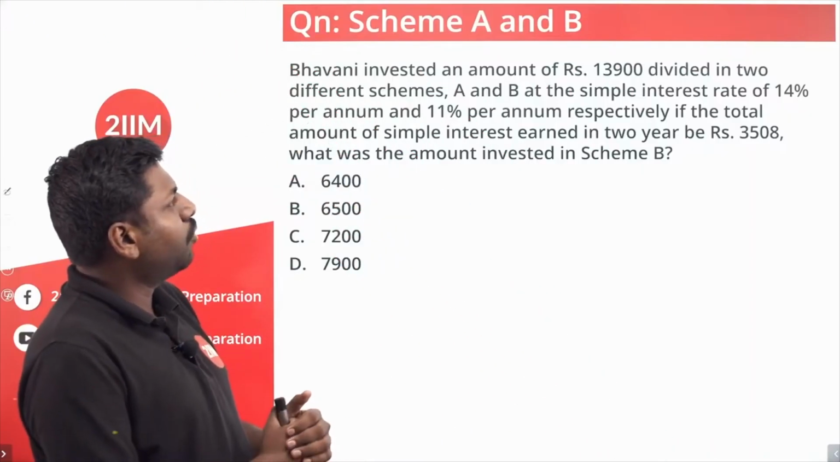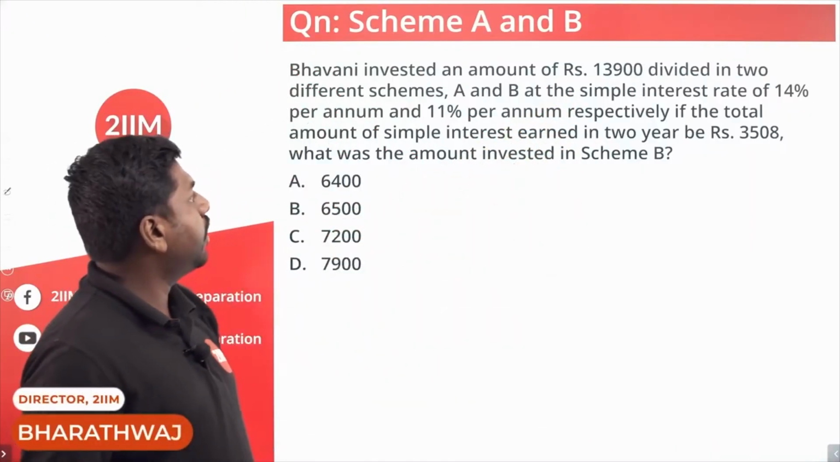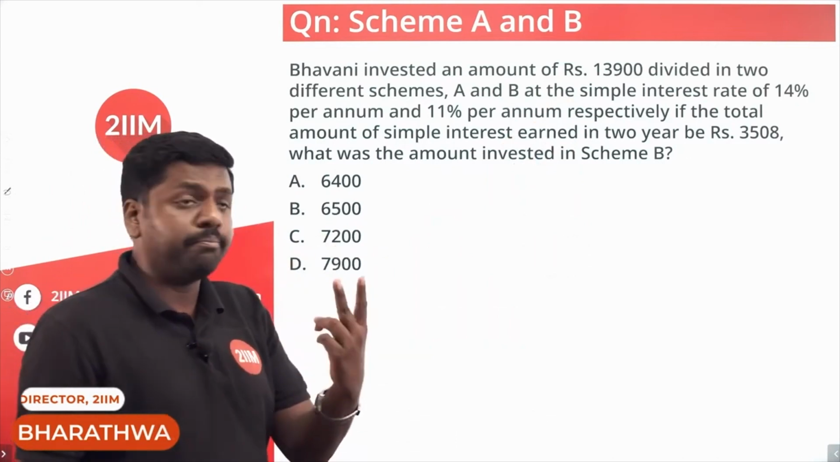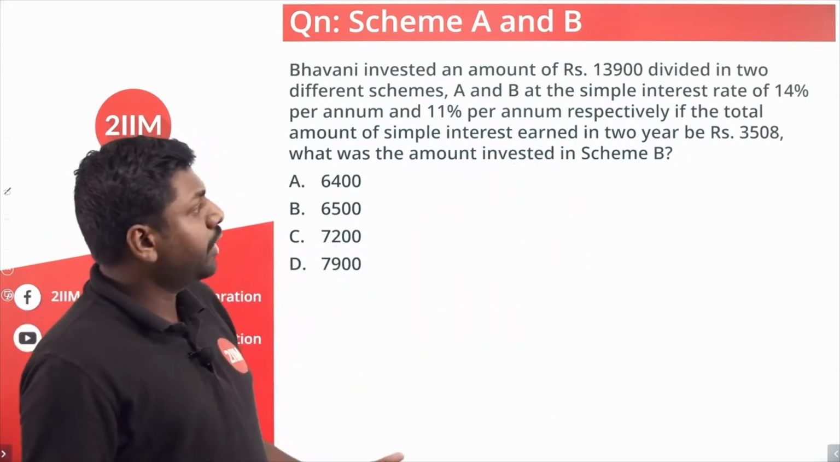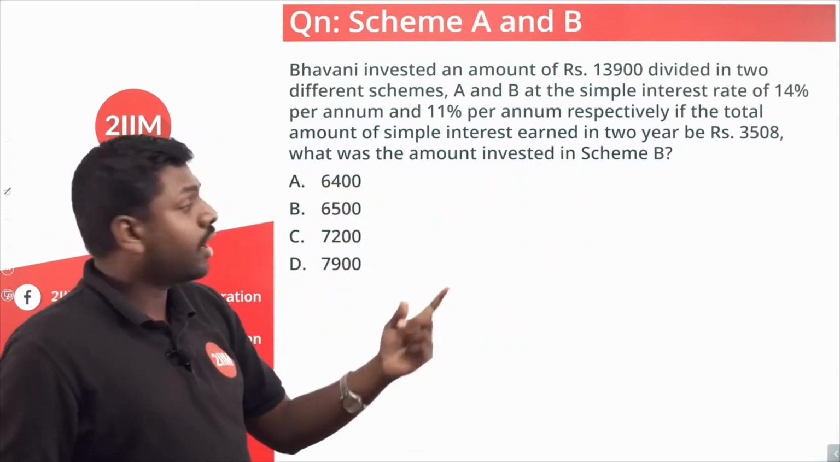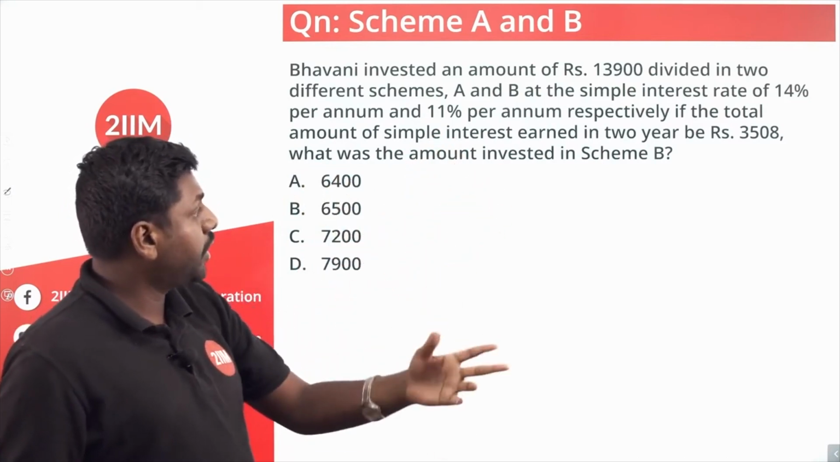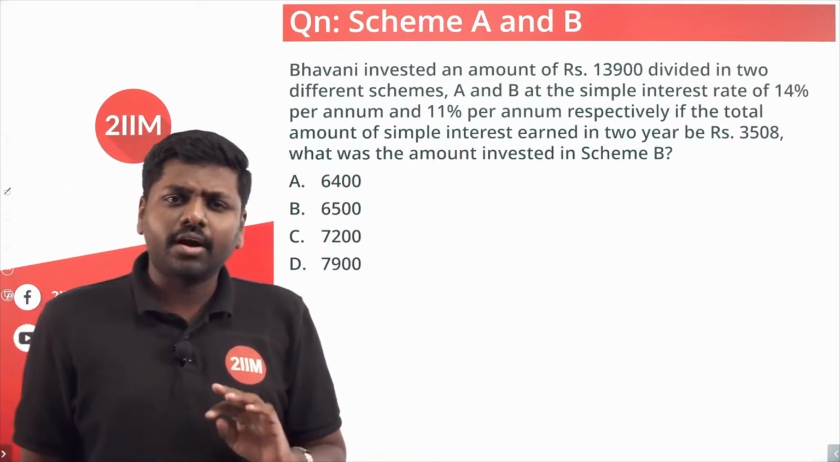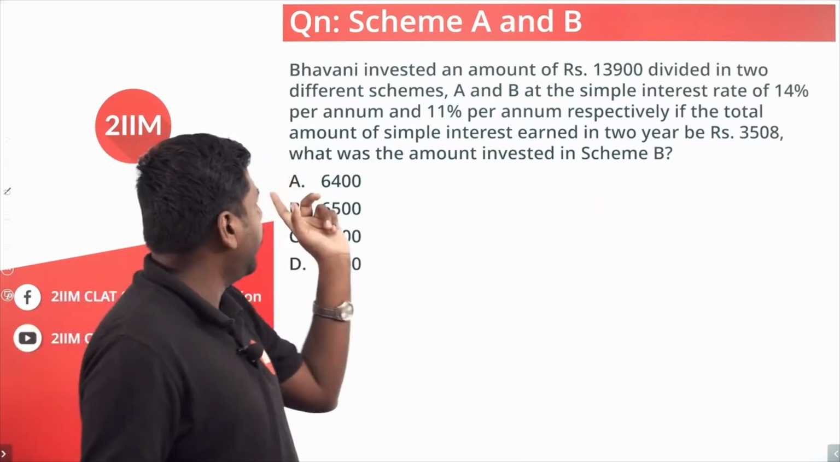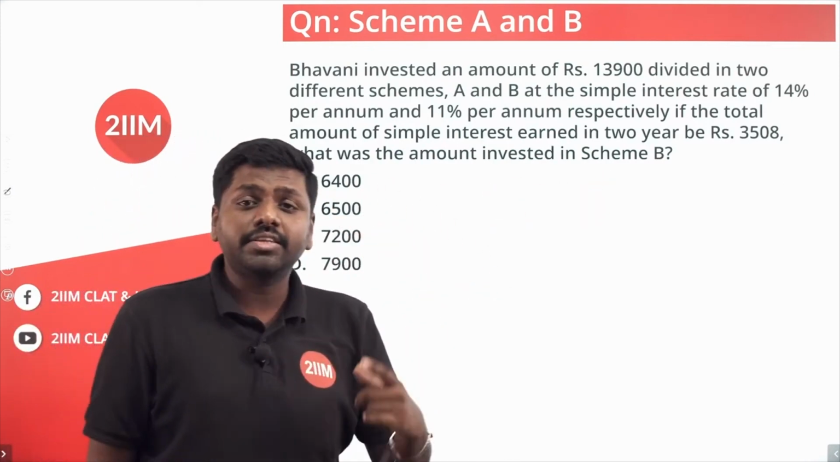Bhavani invested an amount of rupees 3900 divided into two different schemes, A and B, at the simple interest rate of 14% for A and 11% for B. Right? Total simple interest earned in total is 3508. What was the amount invested in scheme B?